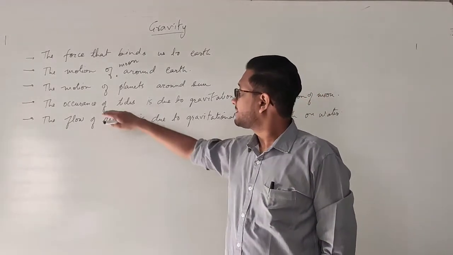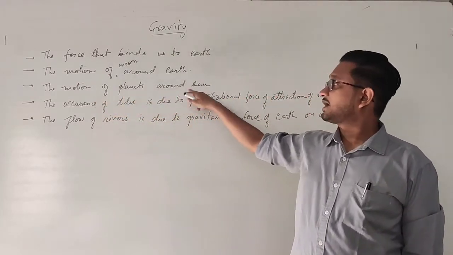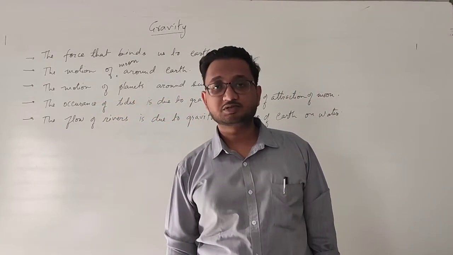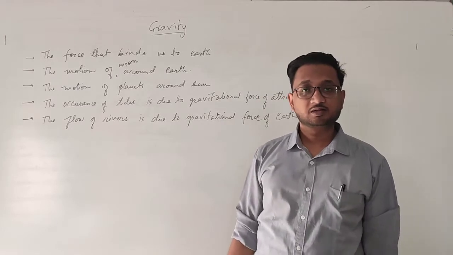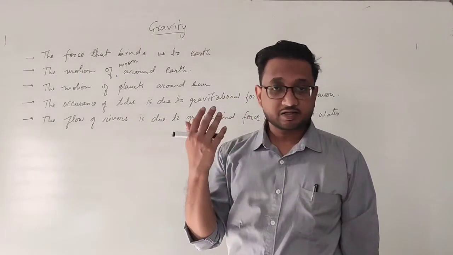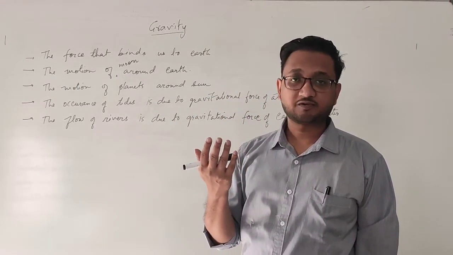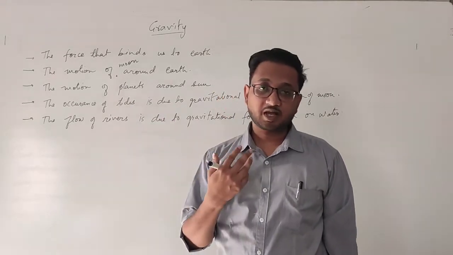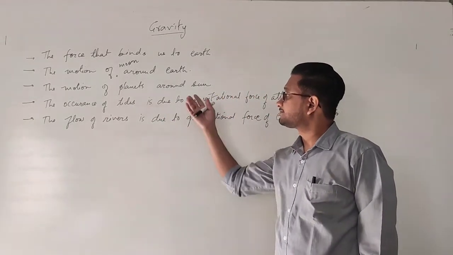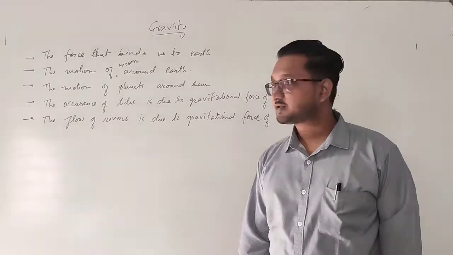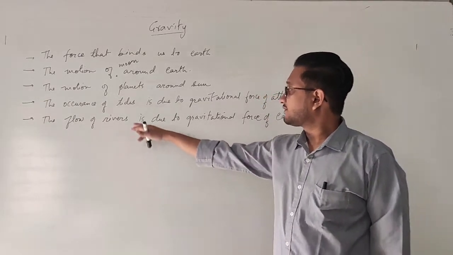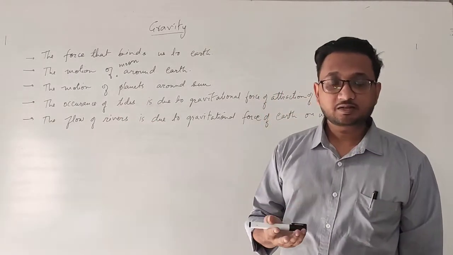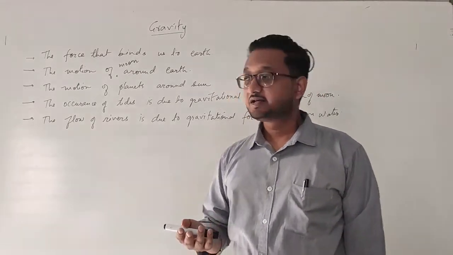Understood? The motion of planets around the sun. So sun, as we know, is the center of our solar system, and all the planets revolve around the sun, also because of gravitational force.